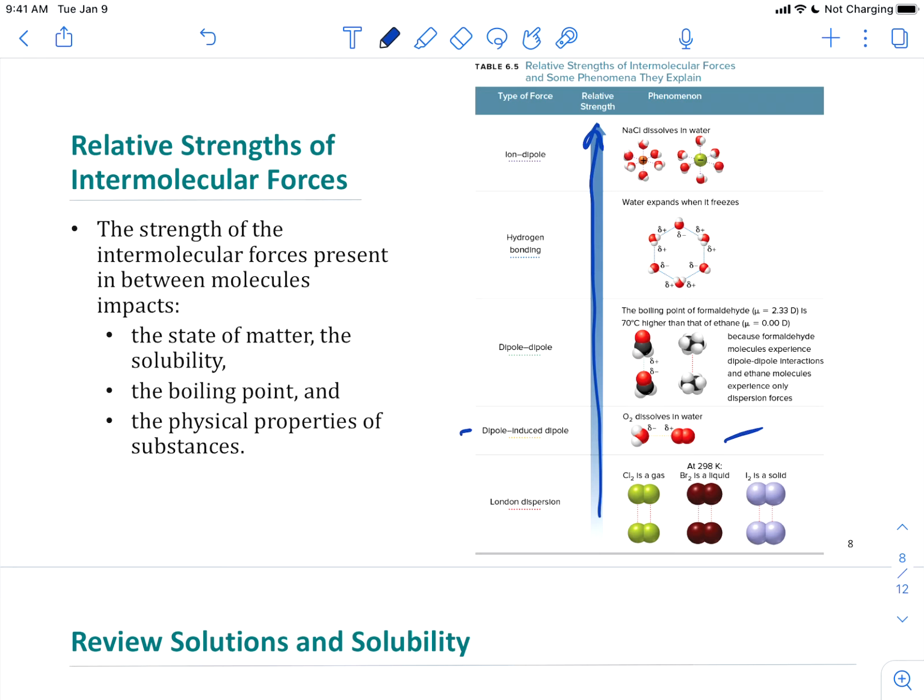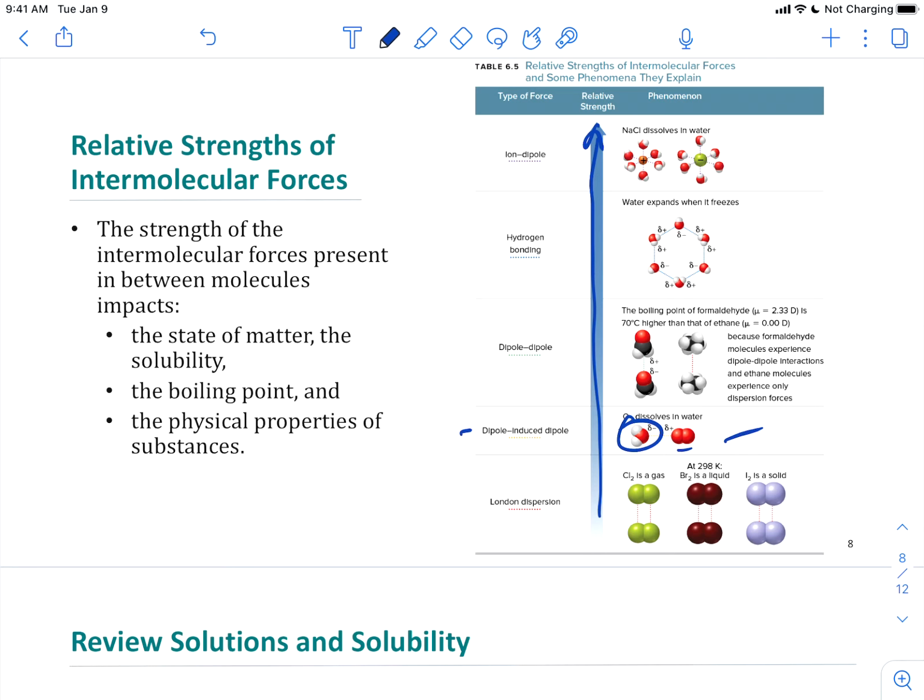So here we're showing actually oxygen. Here's an example right there. It's oxygen gas dissolved in water. The water can induce a dipole in the oxygen gas. It's still going to be pretty weak, but because we have a permanent dipole here, it'll be a little bit stronger than the dispersion forces. Then you have your dipole-dipole, hydrogen bonding, and then ion-dipole.